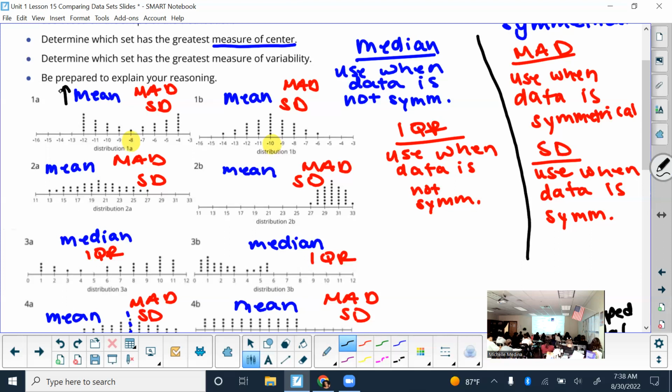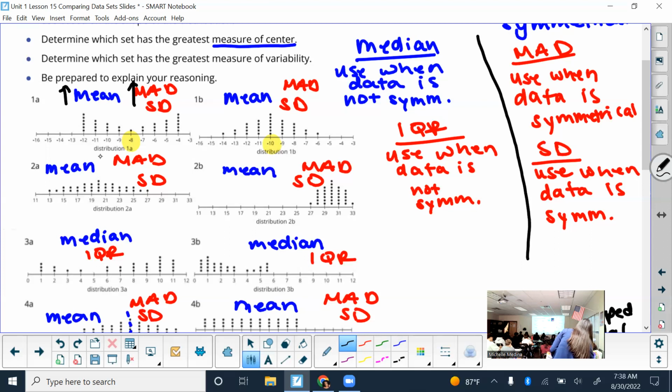And then for variability, which one seems to be most spread out? Okay. Anyone else care to chime in? I'm hearing just Daniel mostly. Who thinks 1A is the most spread out? Who thinks 1B is the most spread out? The standard deviation for 1A is also greater since most of the data is farther away from the mean than in distribution 1B. So bimodal is always considered more spread out than bell-shaped.